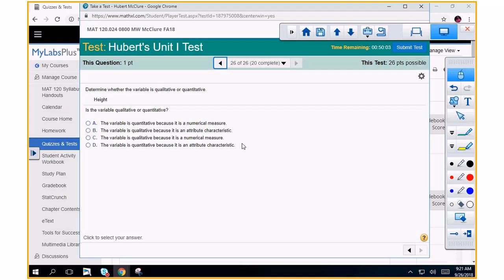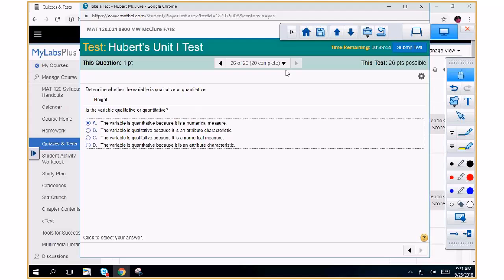So, determine whether this is qualitative or quantitative. It's quantitative because does the measure of your height mean something? Yes, it means that you're this tall or you're this tall. Okay, so it means something. So it's quantitative. Yeah, thank you. And that's it.